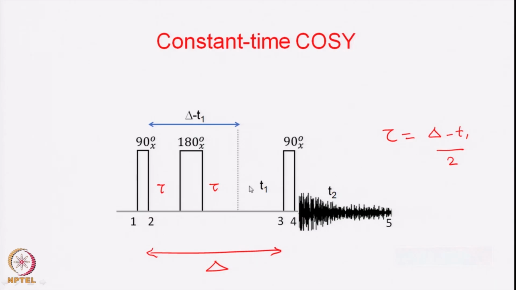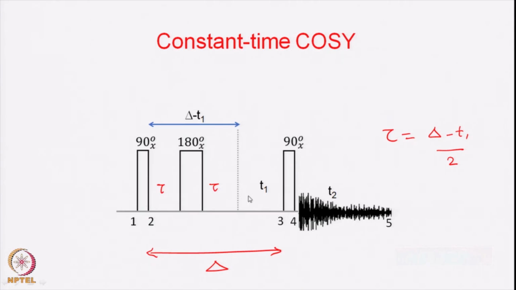So that certainly will have an implication for the resolution along the F1 axis in your experiment, because the resolution in the F1 axis will depend upon the acquisition time in the T1 dimension. But what are the advantages, why do we do it? And this we will see as you start looking at the explicit product operator calculation.